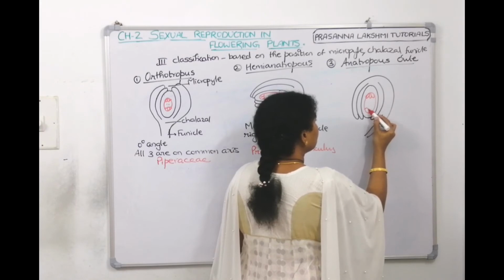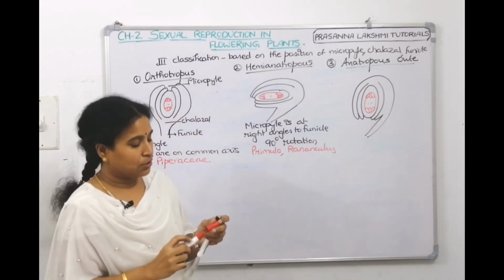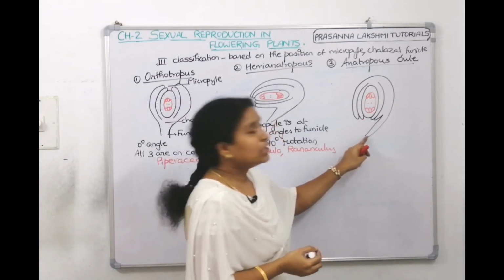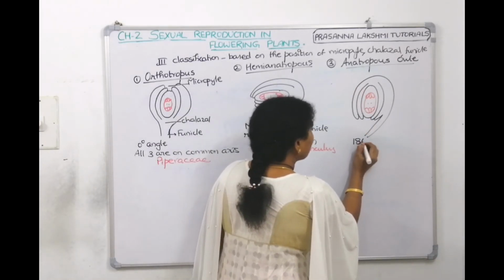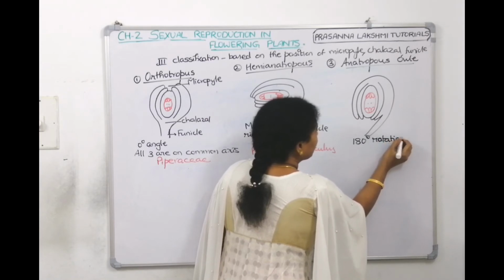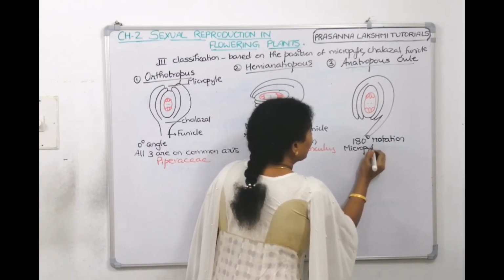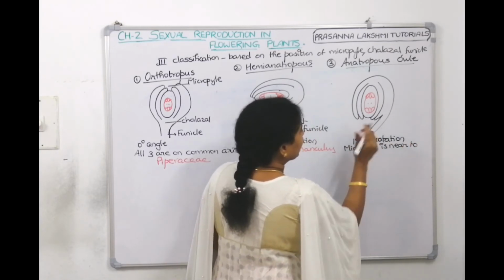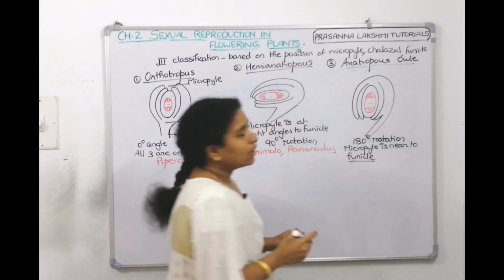These 3 cells here, 3 cells here, and a gap. Those two are the polar nuclei. Now what is this? In this, the micropyle is near to the funicle, right? So this is Anatropus. Rotation is 180 degrees, as you have seen. We have rotated a complete 180 degrees, and then we say that the micropyle is near to the funicle. This is the micropyle and this is the funicle. Then it is called Anatropus.